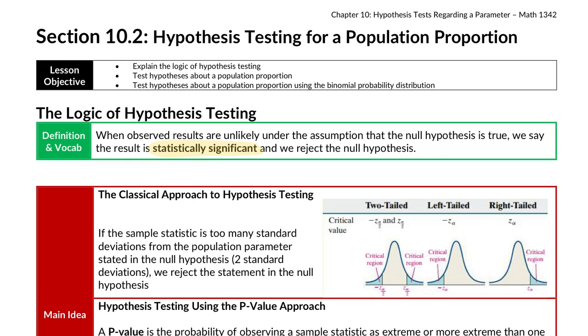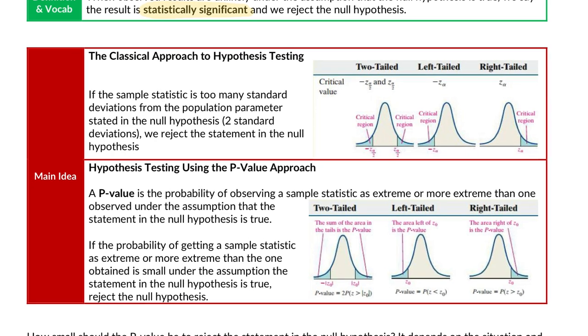So there are several different kinds of approaches to hypothesis testing. I like to talk about the classical approach, but we're actually going to use what's called the p-value approach, because the classical approach kind of turns it into what we've done before. In the classical approach, we just see if the sample statistic we get, the sample proportion I should say, is too many standard deviations from the population parameter. Let's say it's more than 2 standard deviations away, we would reject the statement in the null hypothesis.